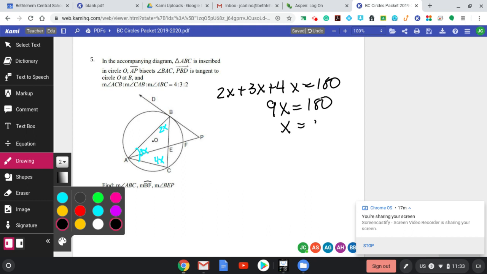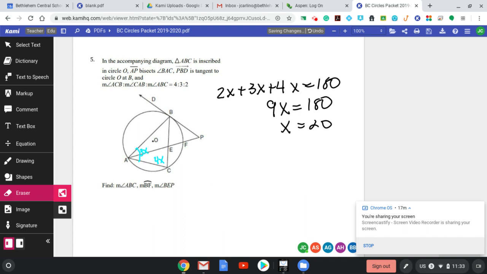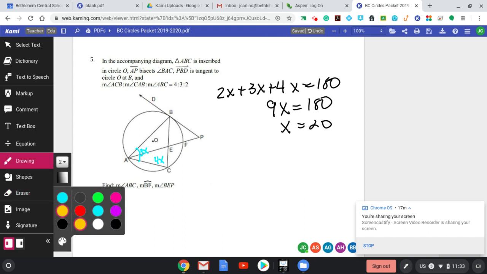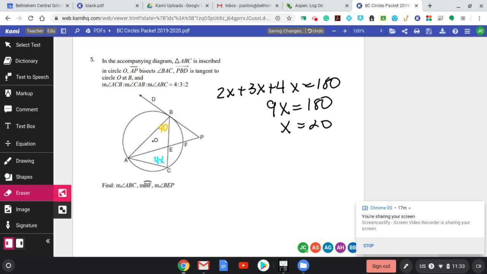X equals 20. So let's go back and put the actual angle measurements in now. Angle ABC was 2x, so that's going to be 40 degrees. Next up, I got the 3x angle. 3 times 20 is 60. So that angle right there is going to be 60. And then I have the 4x angle, and that should be 80 degrees.